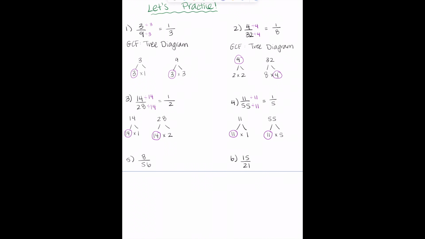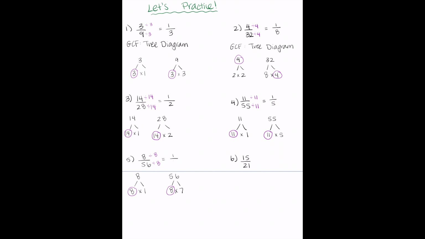For number 5, we have 8/56. We're going to make tree diagrams again. We'll do a tree diagram for our numerator of 8, a tree diagram for our denominator of 56. We know that 8 breaks up into 8 times 1. 56 breaks up into 8 times 7. So we have that 8 in common. The 8 will be our greatest common factor. And that's what we're going to divide our numerator and denominator by. So we're going to do 8 divided by 8, and then 56 divided by 8. 8 divided by 8 just gives me 1. 56 divided by 8 will give me 7. So for number 5, we'll get 1/7 as our final answer.